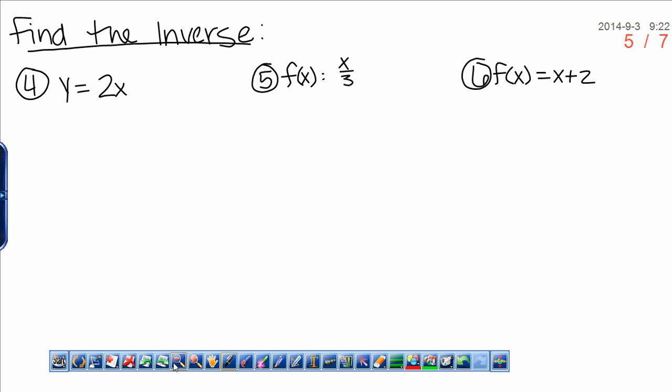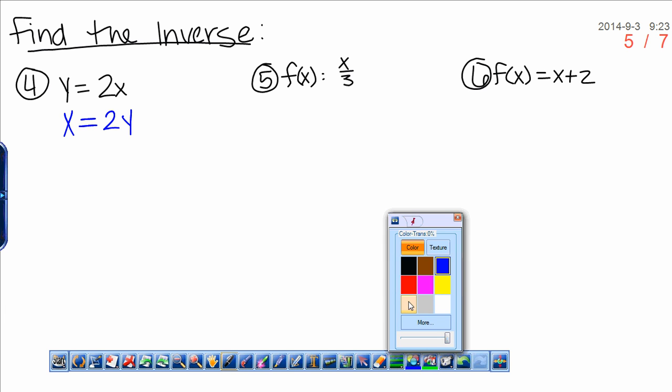Let's practice. I would like to find the inverse of y equals 2x. So this is already in y equals, not f of x equals, so I don't need to change my f of x to y. So after I make sure f of x is changed to y, what's the first thing I do? Good. Switch x and y. So x equals 2y. Then what? Solve for y.